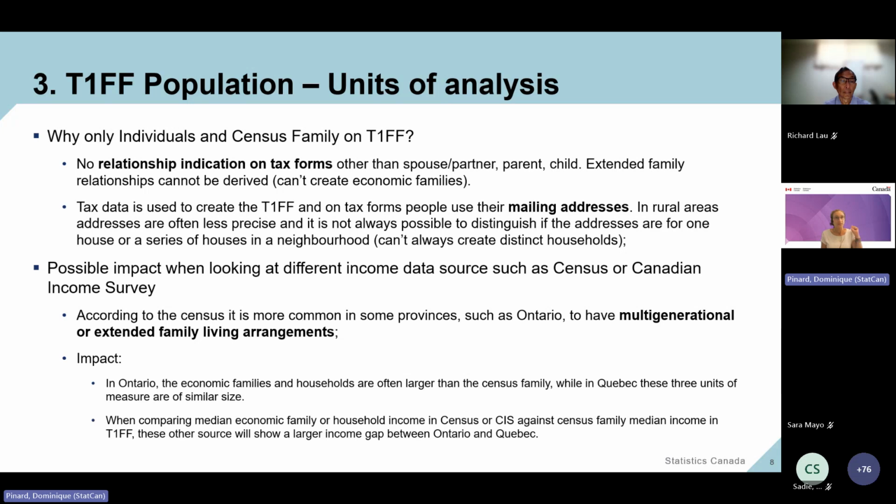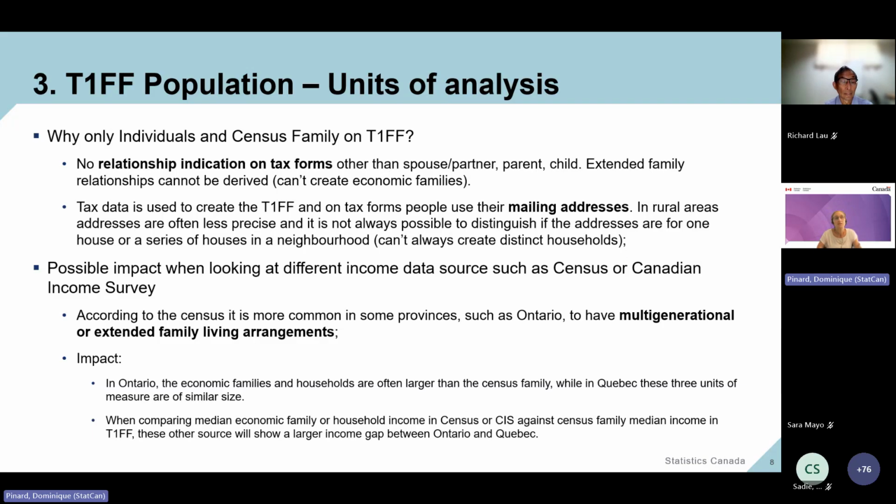The TIF data source, as I mentioned, is tax data. And on the tax data, we cannot identify relationships past children and parents or spouse. And so in that context, economic family is not available.